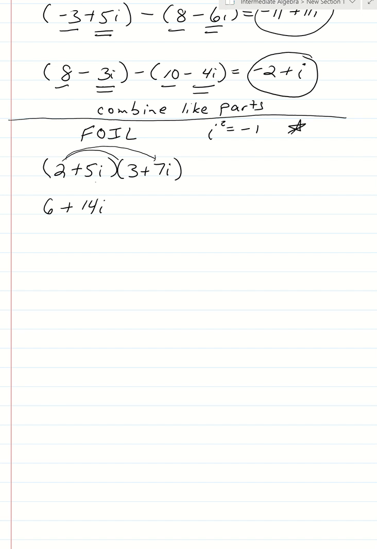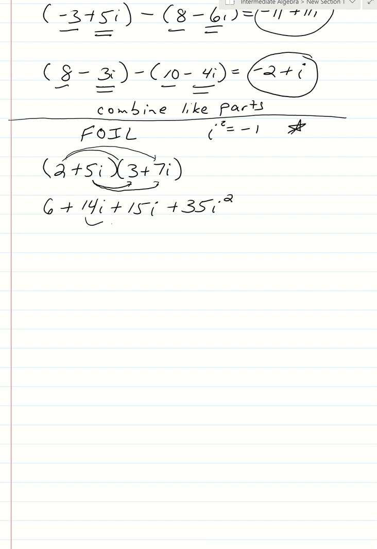Next, let's multiply the 5i times the 3. That would give us a plus 15i. And now if we multiply 5i times the 7i, that would give us a plus 35i squared. Because just like when you multiply x times x, you get x squared, when we multiply i times i, we would get i squared. But we're not done with the problem, because we want to always simplify as much as we can.